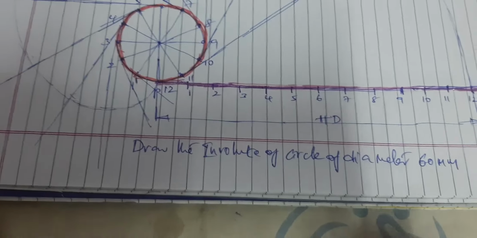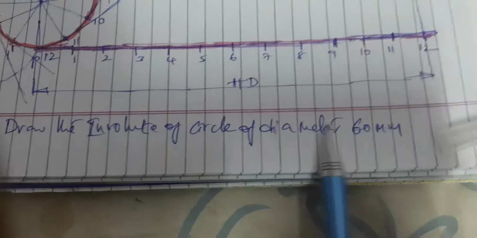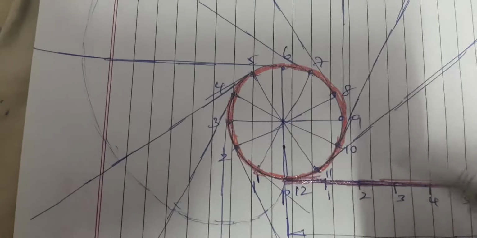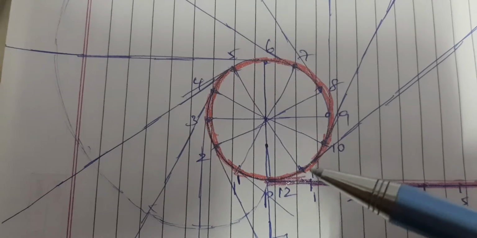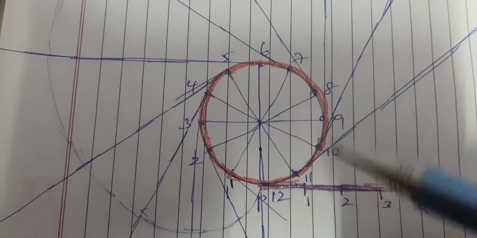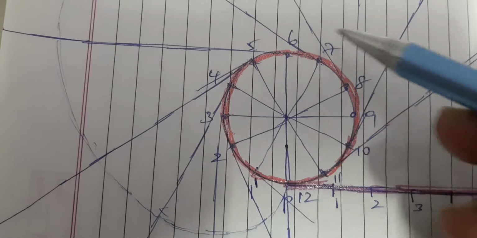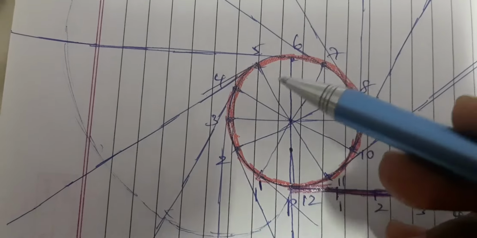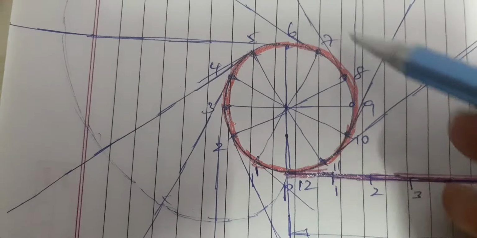Now we'll draw the involute. The question will be like this: draw the involute of a circle of diameter 60 mm. So for this, first we need to draw the circle of diameter 60 mm, right? First draw the circle with 60 mm diameter, and next divide the circle into 12 equal parts and name the divisions in clockwise direction.